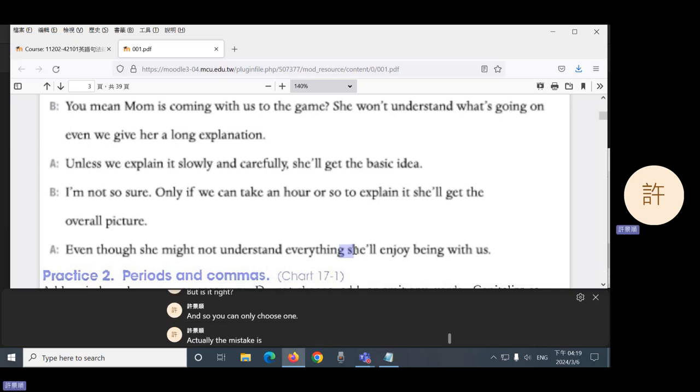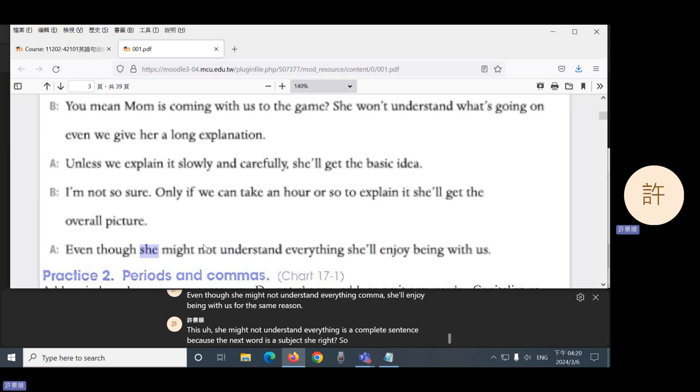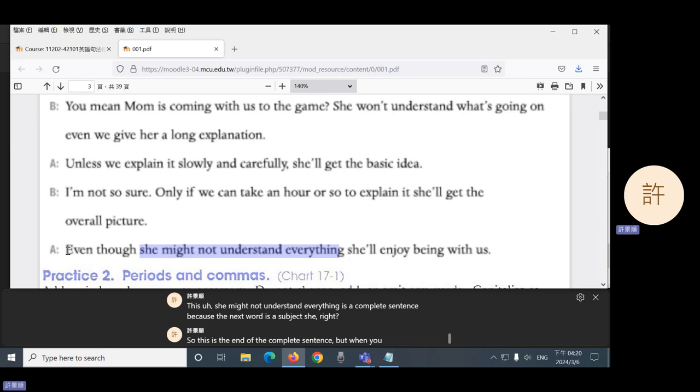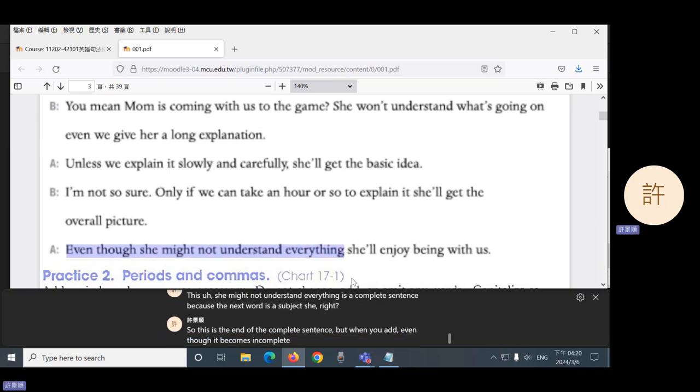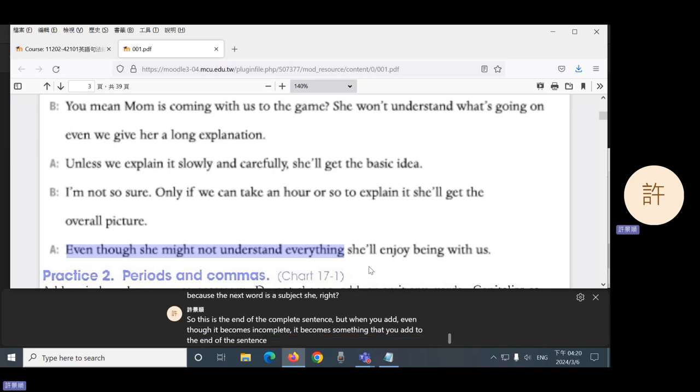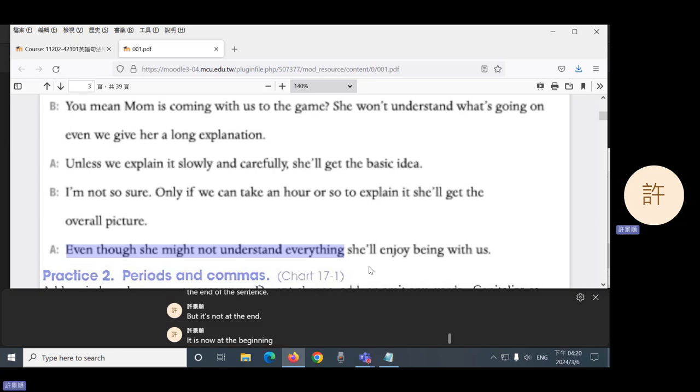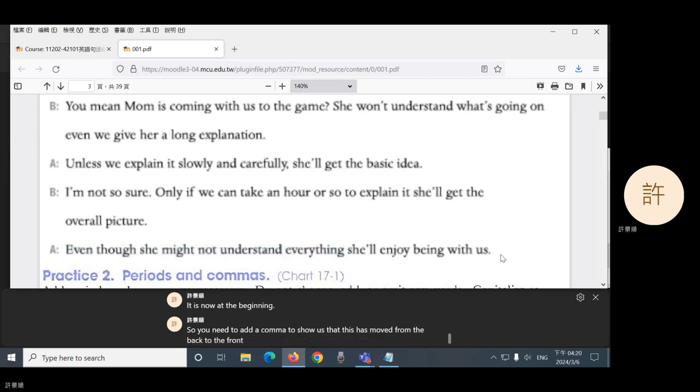Actually, the mistake is here. You just fixed it the wrong way. This is missing a comma. Even though she might not understand everything, comma, she'll enjoy being with us. For the same reason, she might not understand everything is a complete sentence because the next word is a subject, she, right? So this is the end of the complete sentence. But when you add even though, it becomes incomplete. It becomes something that you add to the end of the sentence. But it's not at the end. It is now at the beginning. So you need to add a comma to show us that this has moved from the back to the front. Okay, questions about this dialogue? If you have questions, please ask.